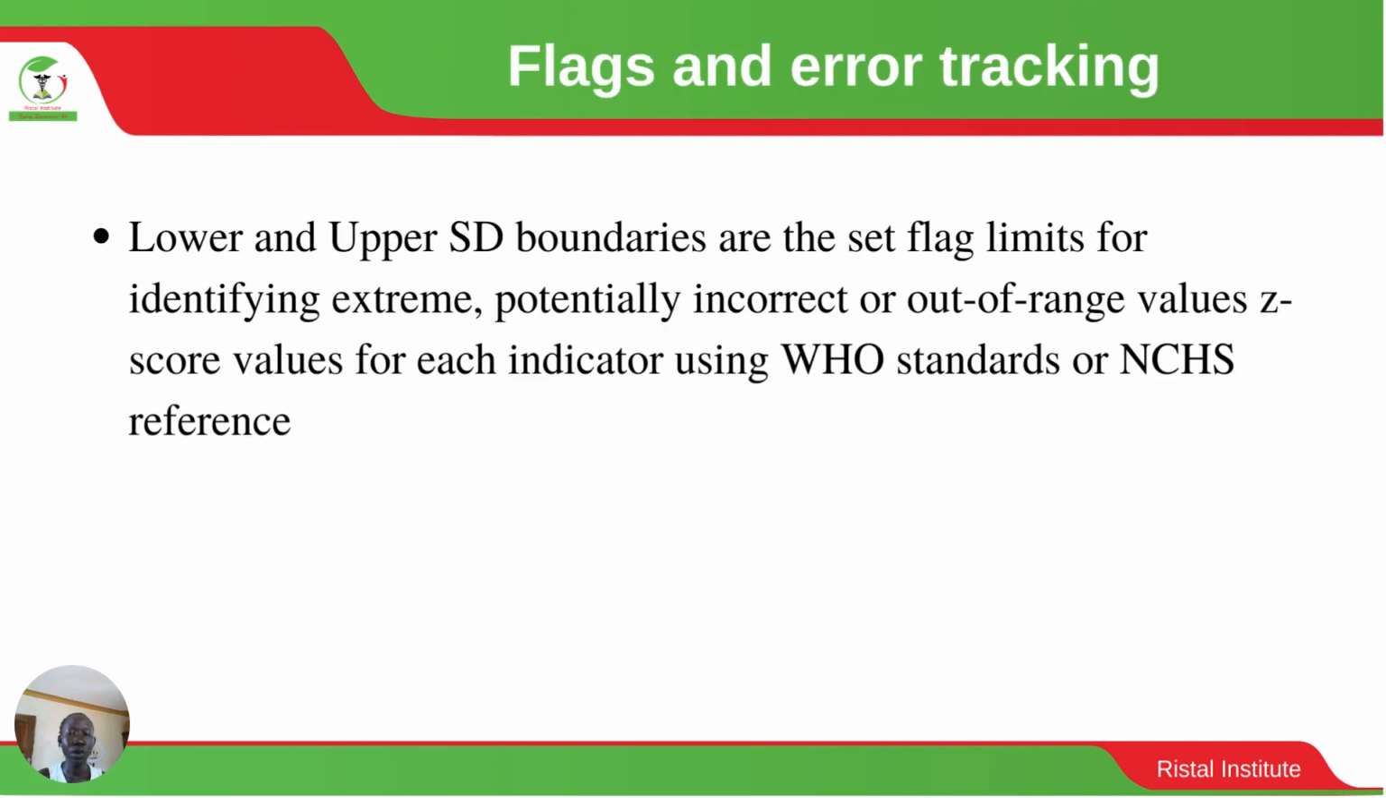Flags and error tracking, as we already looked at flagging. Flagging is the indication of errors or incorrect values. The lower and upper SD boundaries are the set flag limits for identifying extreme, potentially incorrect, or out of range values of set scores for each indicator using the WHO standards or NCHS. So any value that is greater than or less than the indicated extremes is an outlier and it is an incorrect value. So it is flagged with a color that will show you that this value is incorrect. Then you can go ahead and correct it. So that's the beauty of these softwares.